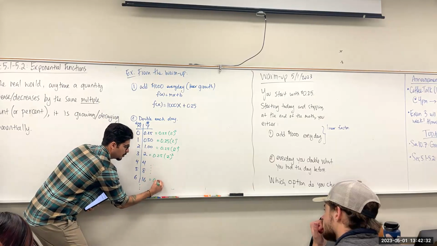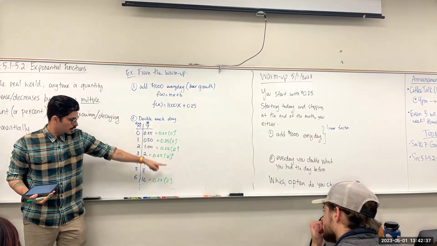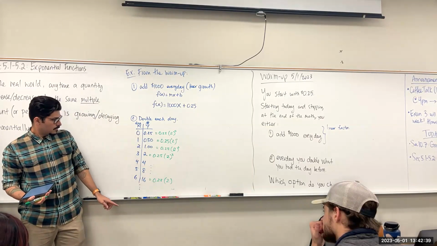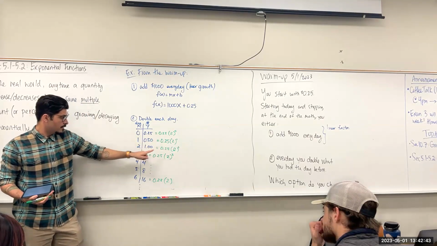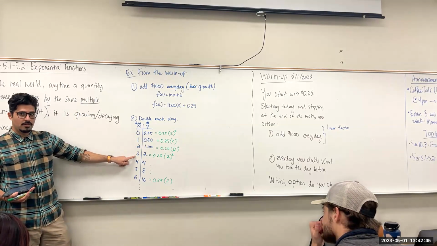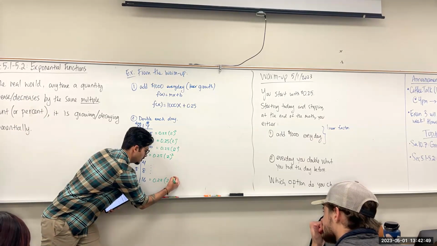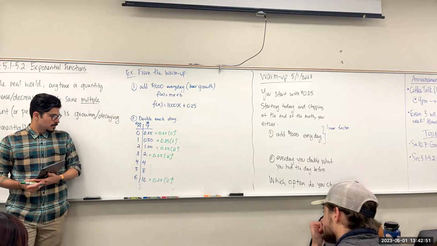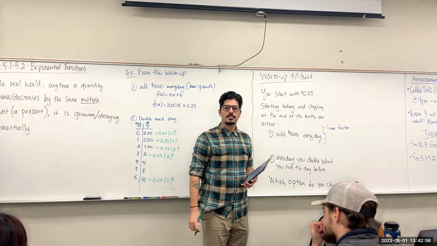Here, this would be 0.25 times 2. How many 2s have I multiplied up to here? 5, 6, sorry. Notice that the number of 2s that I've multiplied coincides with the day. Perfect. So this is day 6. So 6 times. Okay, at the end of the month, how many days are in March?